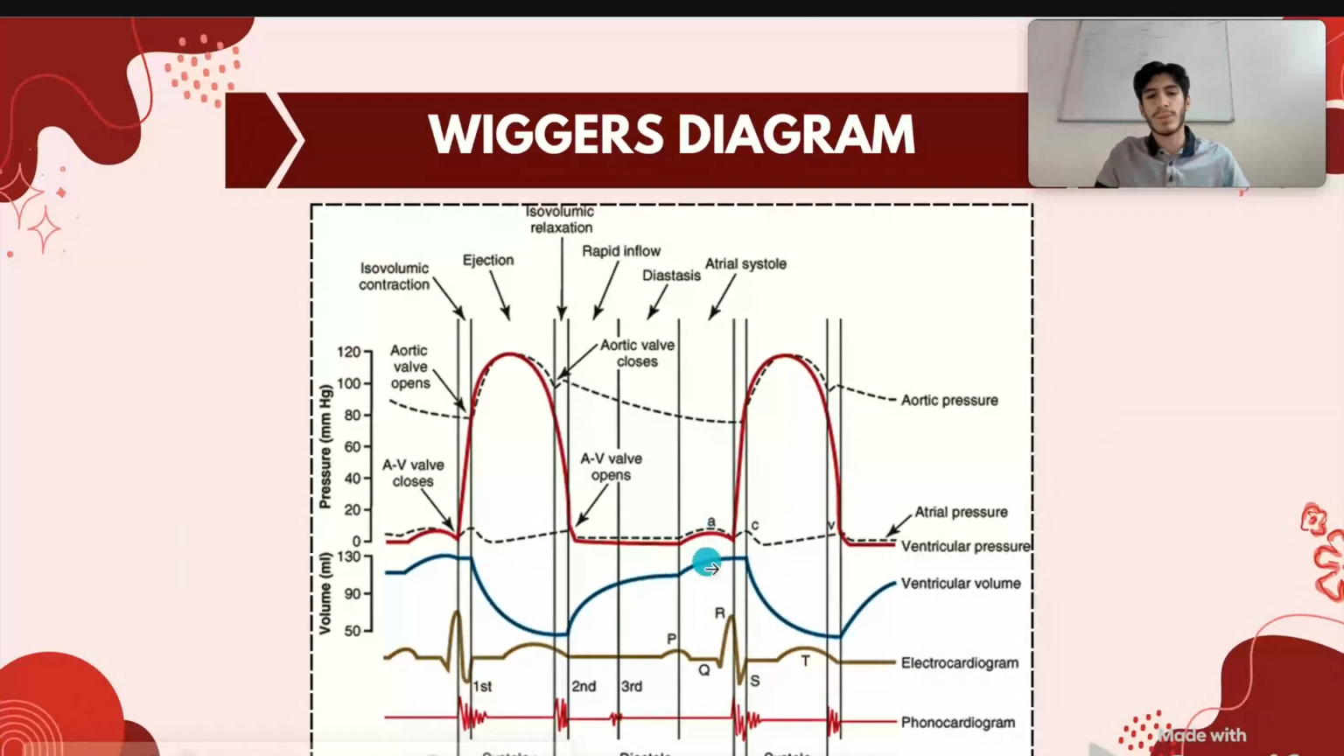All right. So on the Wiggers diagram, we have the relationship between all of these pressures and volumes, and how they relate to the ECG and the phonocardiogram. We already talked about the phonocardiogram and the electrocardiogram, right? But we still have the pressures and the volume. Now you have three pressures. We're talking about the pressures mainly of the left side: the left ventricle, the left atrium, and the aorta, right?